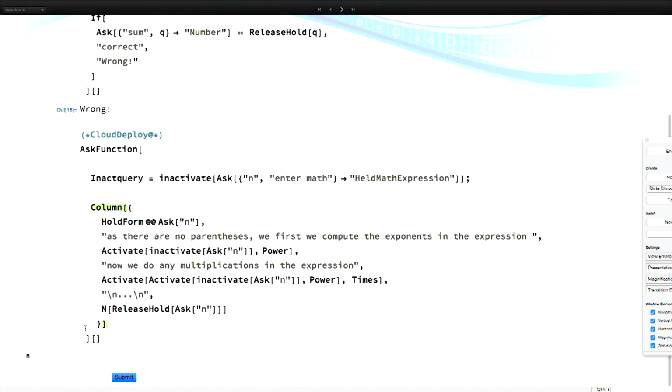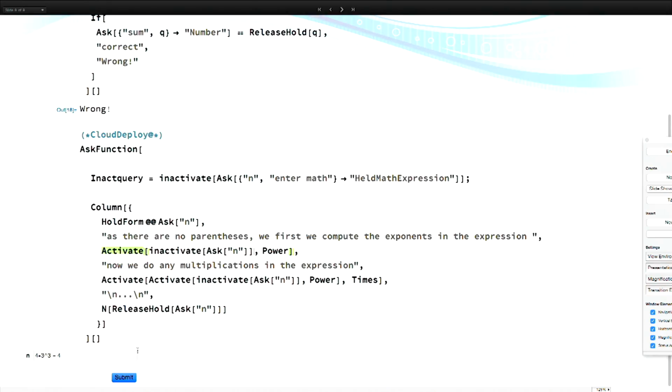I should have said, I don't know why, it should say enter math here. I'm not sure why it's not doing that. But anyway, let's see if it works. So I put in a problem like I was having before. Let's say 4 times 3 plus 3. So this is using the interpreter to make this into a held math expression. And then it's just going to give me a column where I show it, and then I activate the power, and then I activate the times, and then I give you the answer.